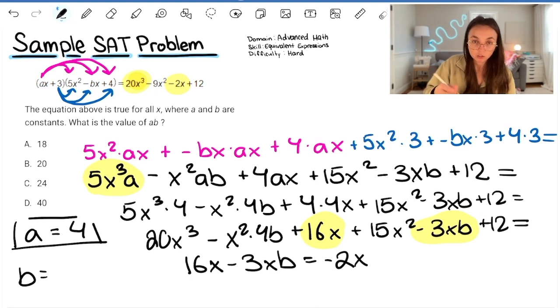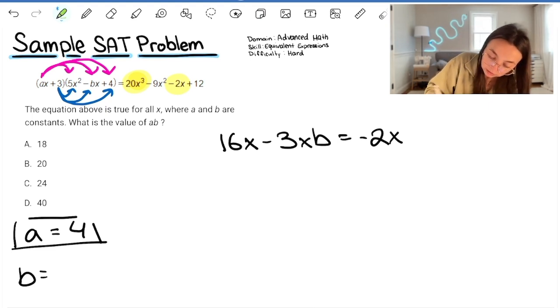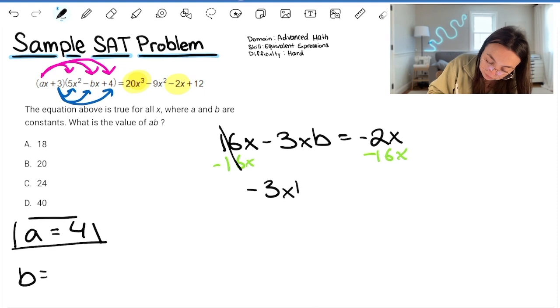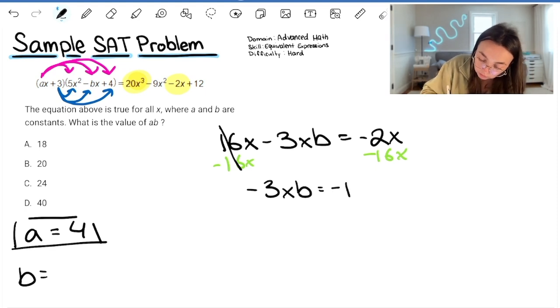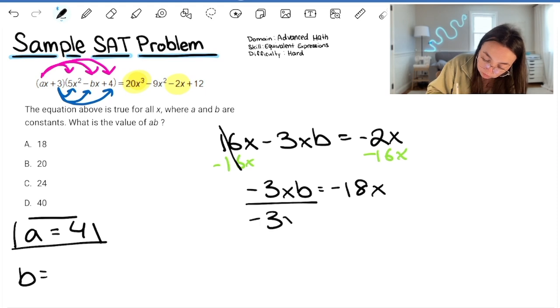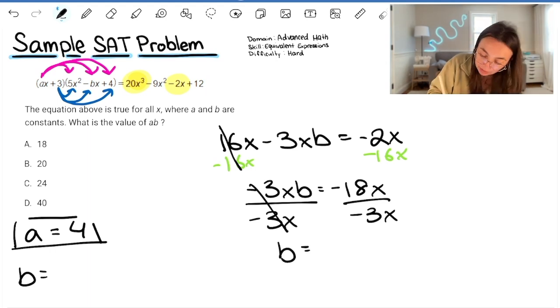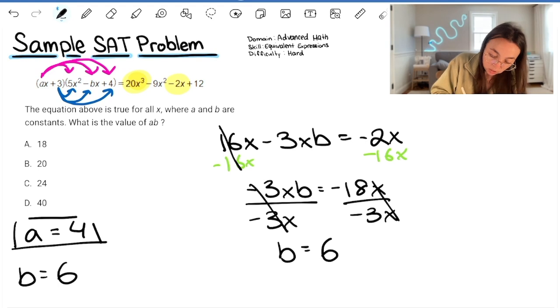I think now I will erase stuff just so I have some space, so give me a second to do that. Okay, so now we are going to solve for b. So we're going to subtract 16x from both sides. So that goes to 0. 16, 17, 18, so negative 18x. Divide both sides by negative 3x. So we're going to have b, and then negative 18x divided by negative 3x. The x's cancel, and then b is going to be 6. So b equals 6. It's looking for a times b, so it's going to be 6 times 4 equals 24.